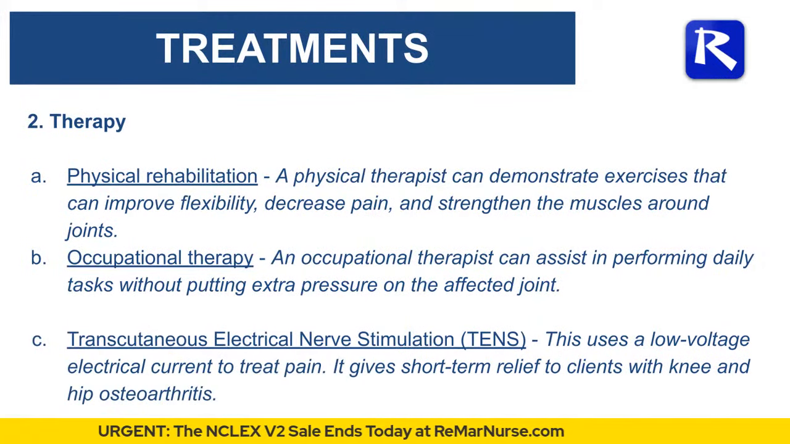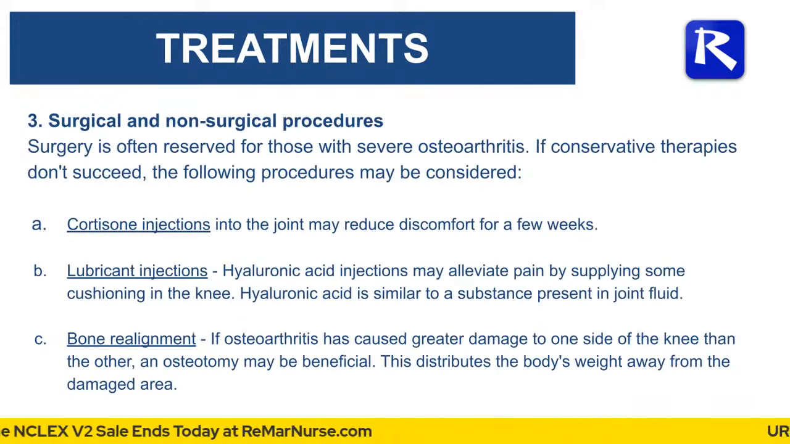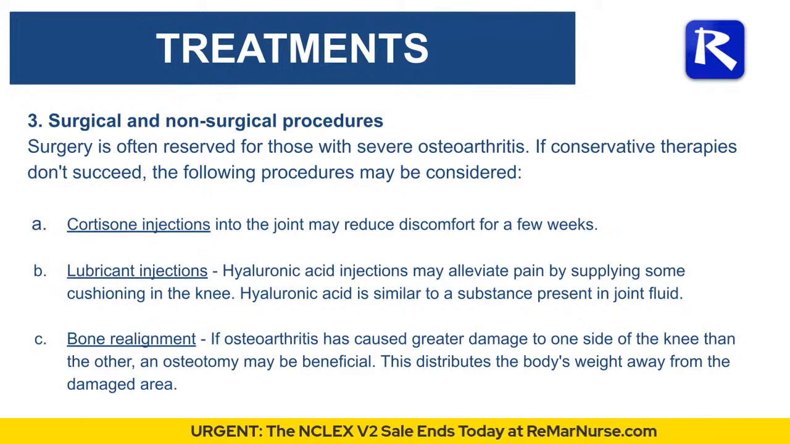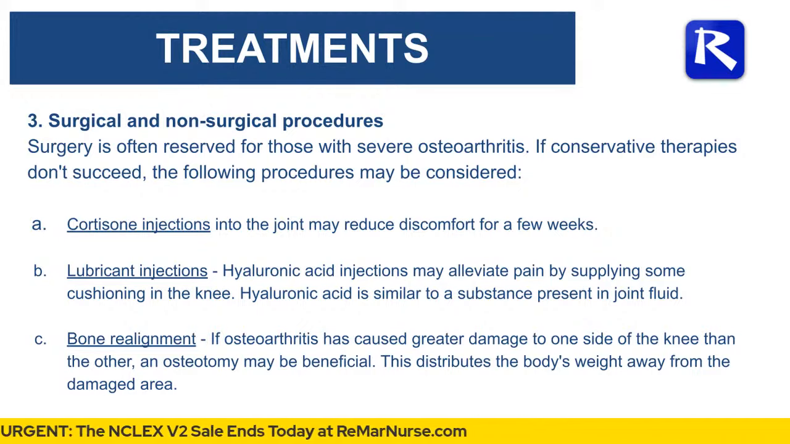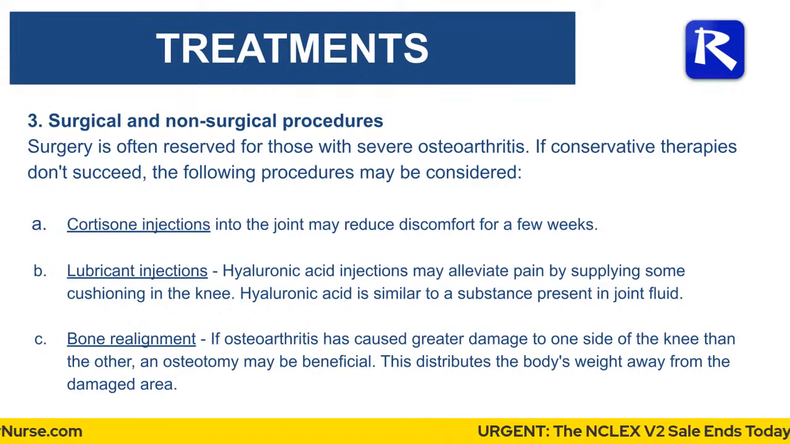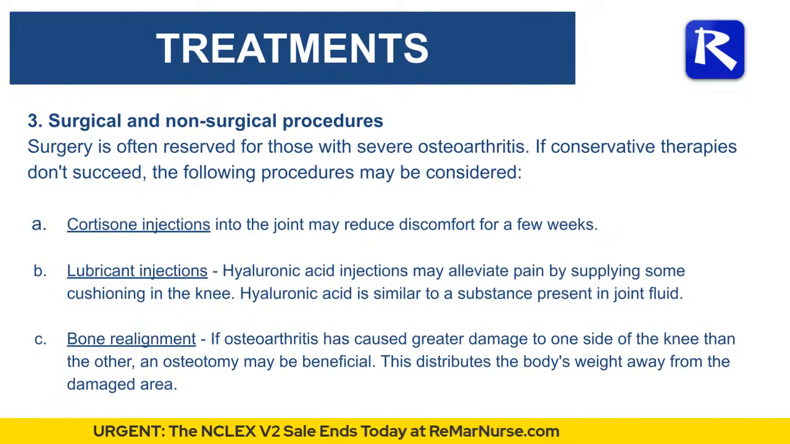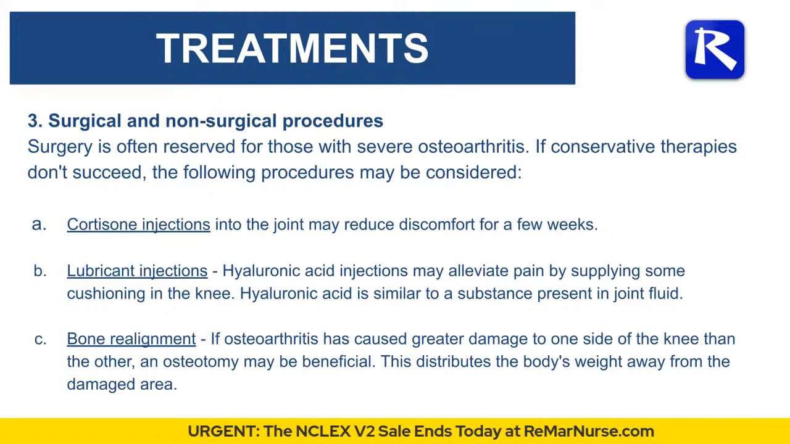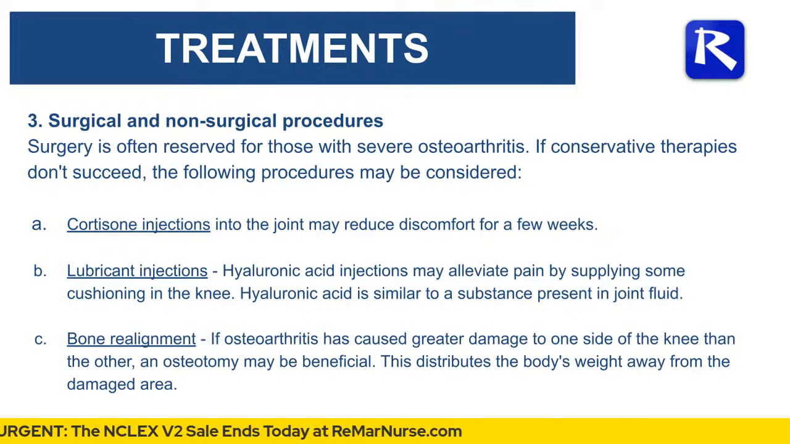All right. So now we said the TENS works. So let's do this. Surgical and non-surgical procedures. Surgery is often reserved for those with severe arthritis. Now, if the conservative therapies don't work, these are some other things that may be considered. Cortisone injections are one of them. Some of you guys have helped, or maybe you've taken care of patients who get cortisone injections. They may reduce discomfort for a few weeks, but they are not at all permanent solutions.